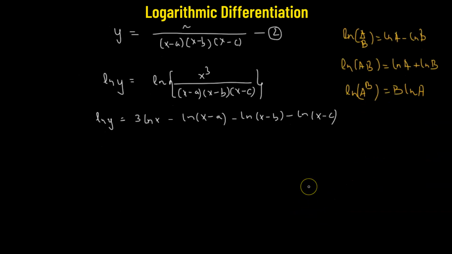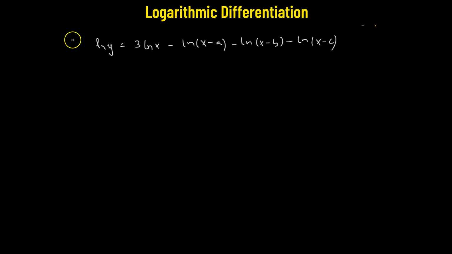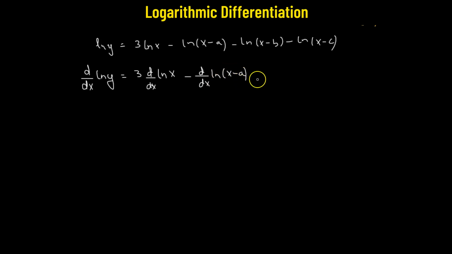Now what we'll do, we'll take the derivative on both sides with respect to x. So we have the derivative with respect to x of natural log of y, which will be equal to 3 times the derivative with respect to x of log of x, minus the derivative with respect to x of log of x minus a, minus the derivative with respect to x of log of x minus b, minus the derivative with respect to x of log of x minus c.